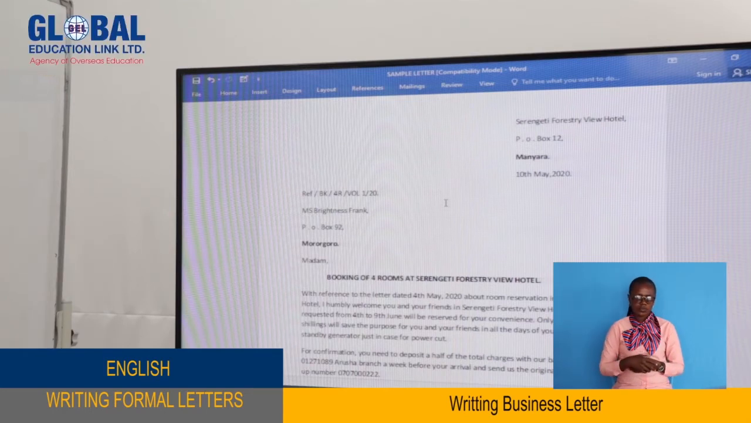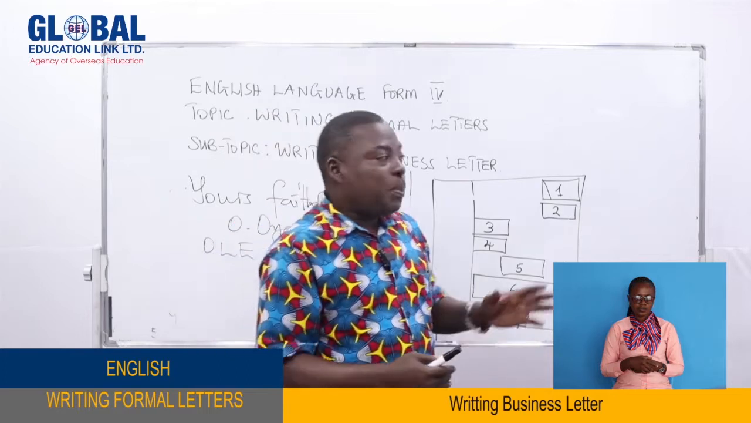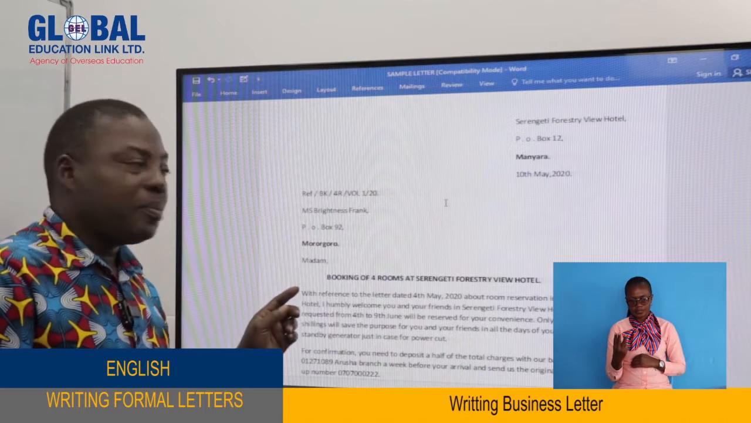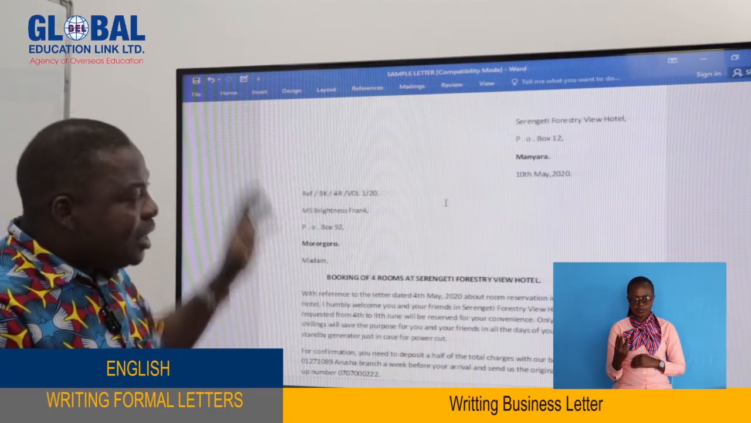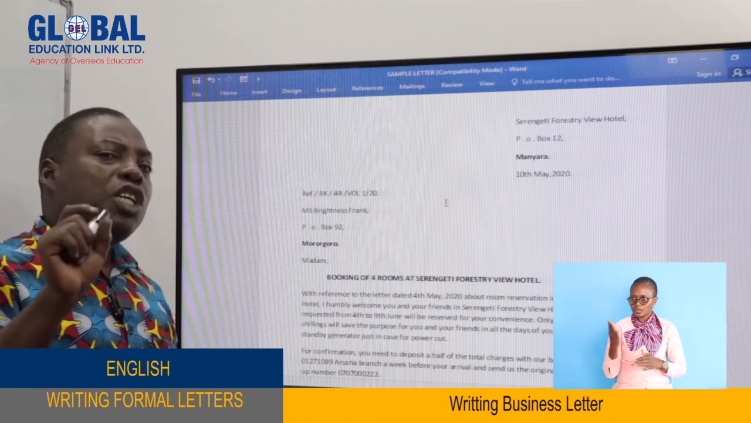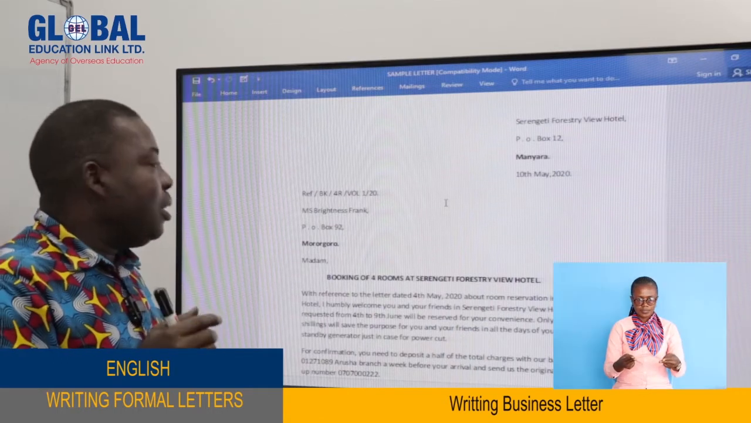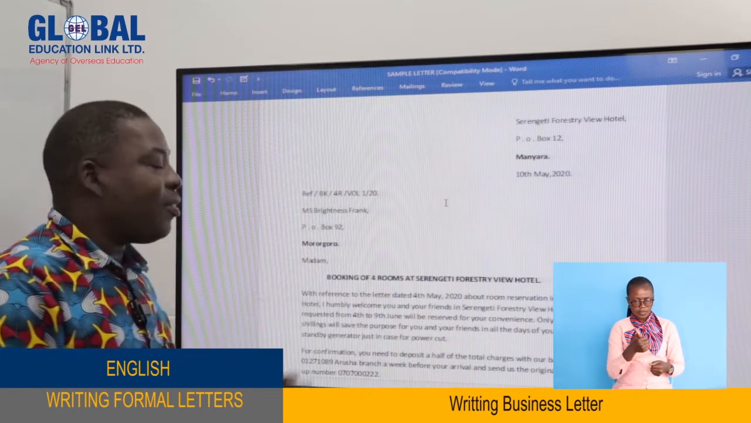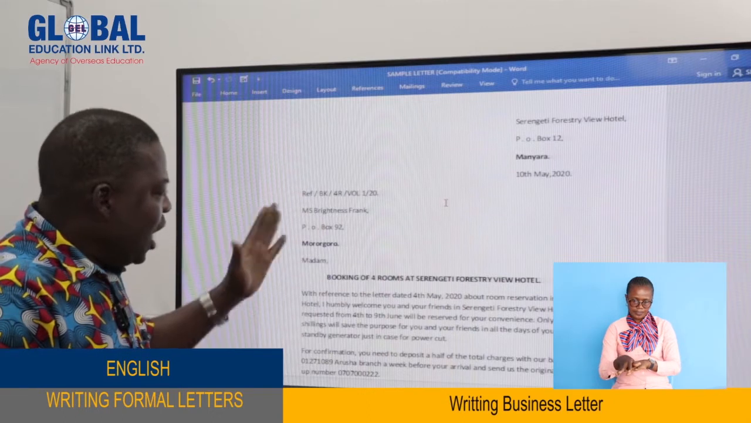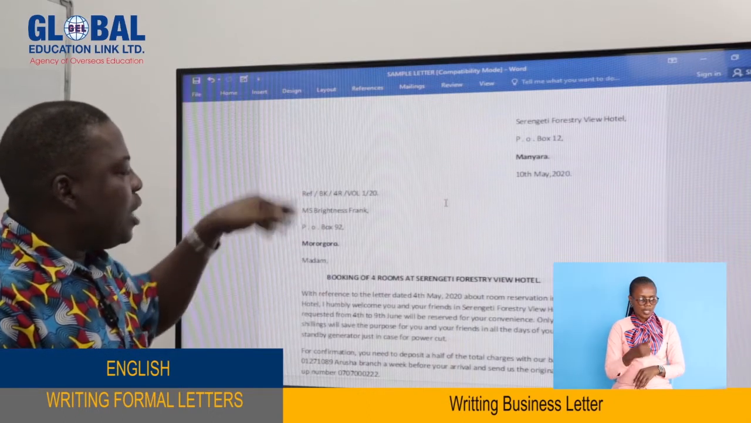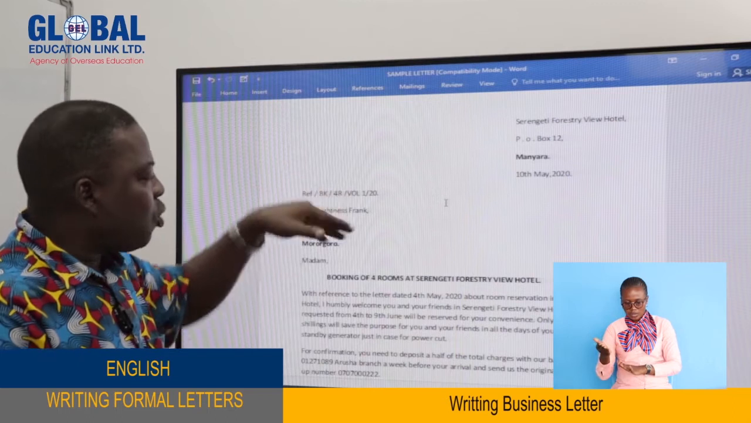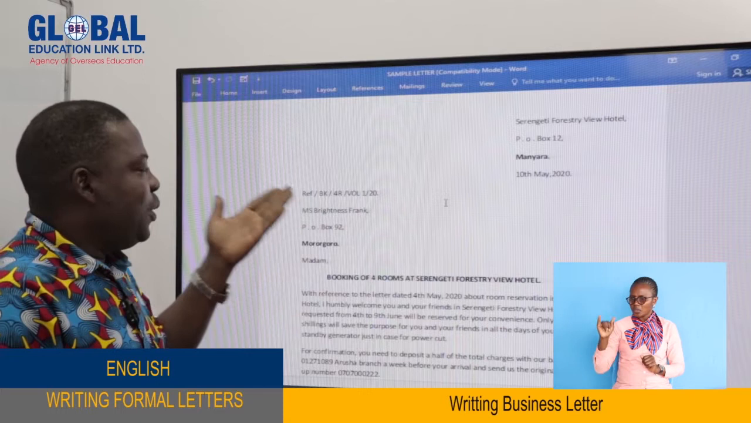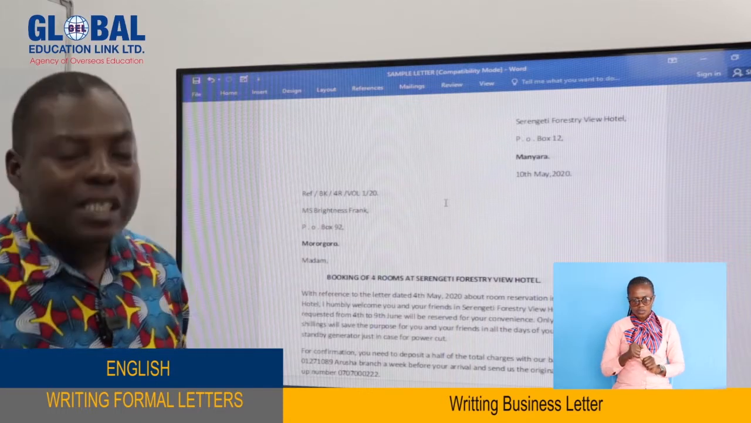Now, let's go to aspect number 3. That is the receiver's address. In this sample letter, there's something new that was not seen when we were describing how a receiver's address should be written. Here it begins with Ref stroke BK stroke 4R stroke Volume 1 stroke 20. What is this? This is what we call a reference number.